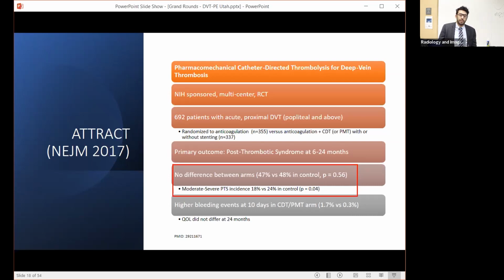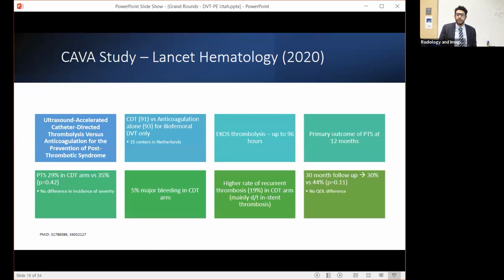Again, there's no free lunch. There are higher bleeding events at 10 days in the CDT arm. And so we know that thrombolysis or these endovascular treatments resulted in greater bleeding complications. So that's always going to be the trade-off.